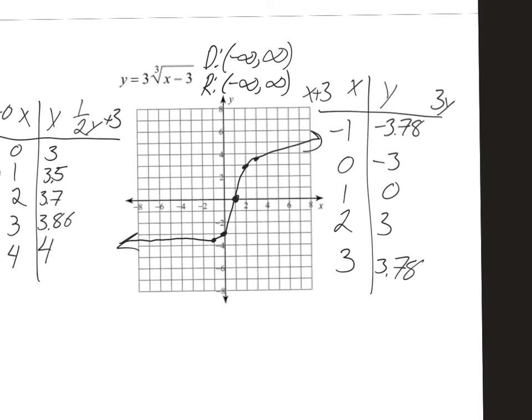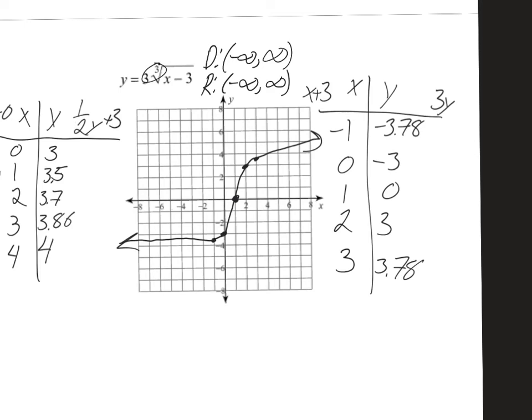Okay, so looking at my graph, I knew as soon as I saw this 3 here that it was going to be an S shape. Then I plugged in everything, so I had x plus 3. Looking back at the first page, -2, -1, 0, 1, 2. I went ahead and added 3 to each of those. So I had -1, 0, 1, 2, 3.